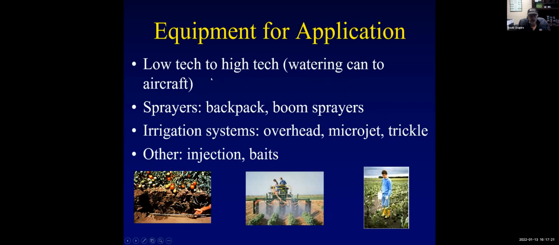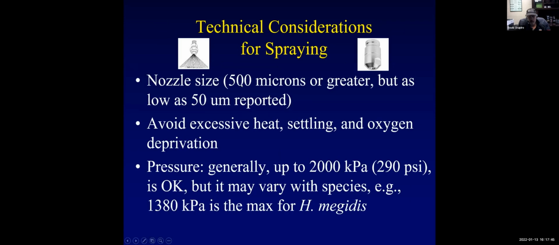Equipment for application ranges from low tech to very high tech, starting from a watering can to aircraft application. Various sprayers, various irrigation systems, as well as some injection and baits. So there's a variety of ways we can apply the nematodes using standard agricultural equipment. When you're applying them, you'll probably want to take out screens from the sprayers so they don't get shredded. Nozzle size can be important. And then again, with making sure the nematodes stay alive, avoiding excessive heat or settling.